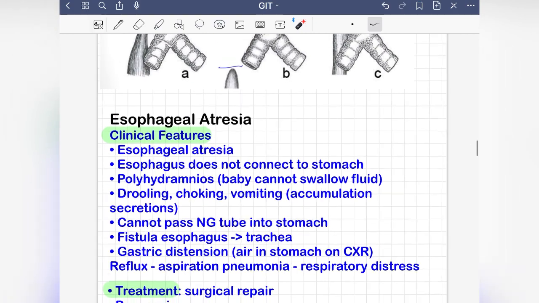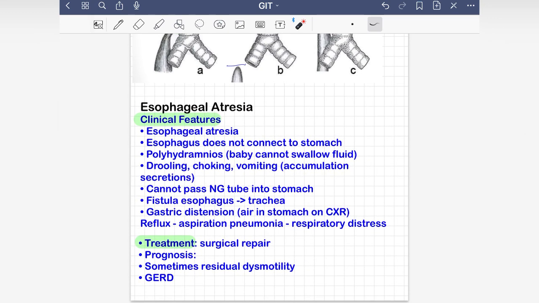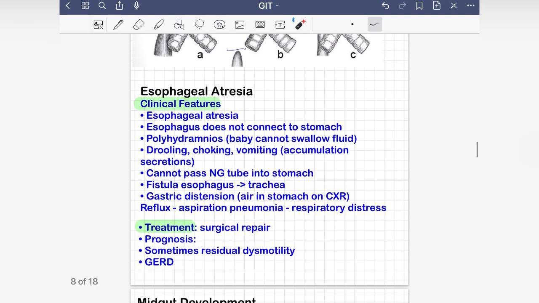When the fetus develops, the esophagus does not connect to the stomach, as we have just seen. This means the baby cannot swallow amniotic fluid. This means there will be an excess of amniotic fluid present in the mother, and this is called polyhydramnios. When these children are born, they will have drooling and choking and vomiting, and all of this is because of accumulation of secretions in their mouth, because they cannot swallow these secretions and pass them into their stomach and intestine.